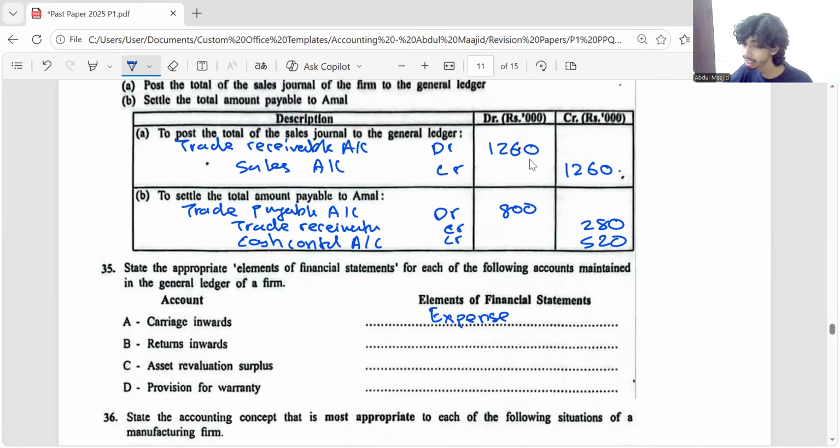Return inwards. That means you sold goods and the customer is returning them. Sales is an income, then return inwards is also a negative income, so you're just going to say income. Asset revaluation surplus is an income. If they just say revaluation reserve, then only it's equity. Surplus or deficit is income and expense. Revaluation reserve is only equity. Provision for warranty is a liability.